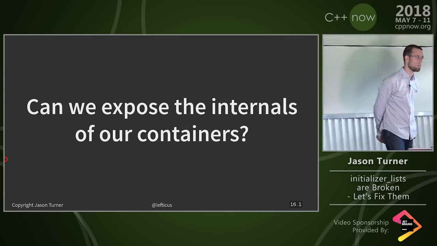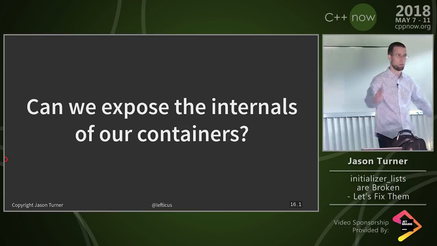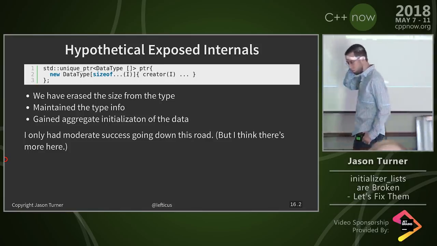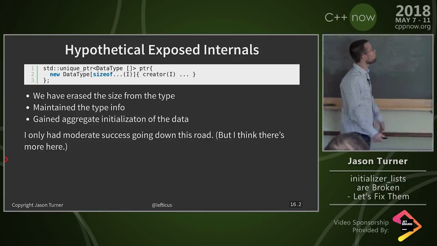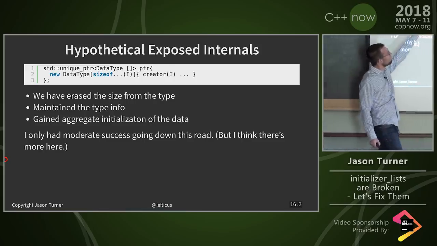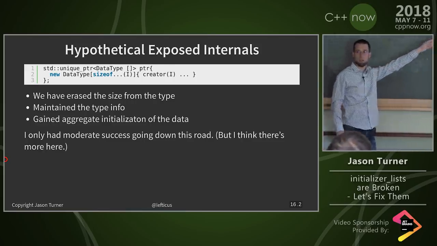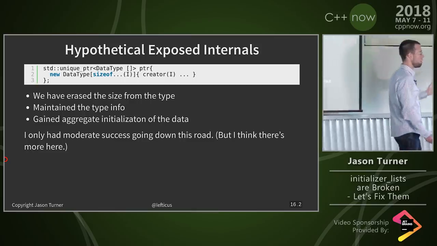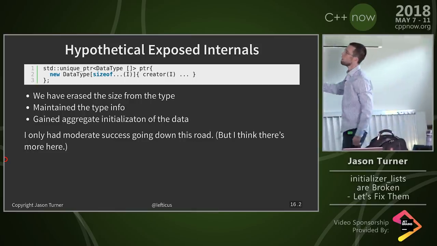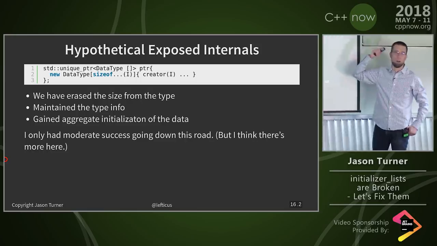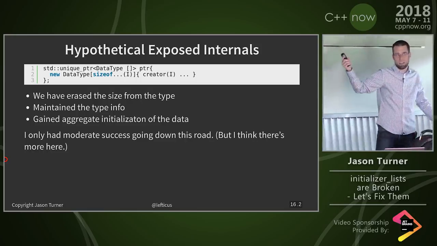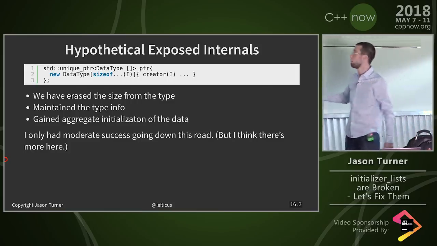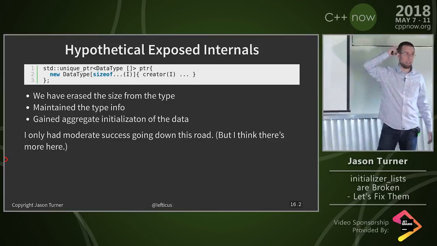Can we expose the internals of our container? This has been mentioned. Someone brought up the idea. This is approximately the best that I was able to come up with so far. We have a unique pointer of some data type, an array to it. When a unique pointer is destructed, it is going to know how to do the correct thing to delete the array. But we have managed to erase the size info. So it's kind of like a dynamically sized thing. But this is about as close as I could get with this concept.